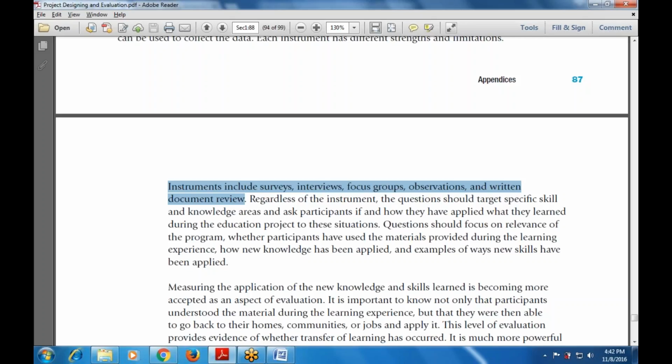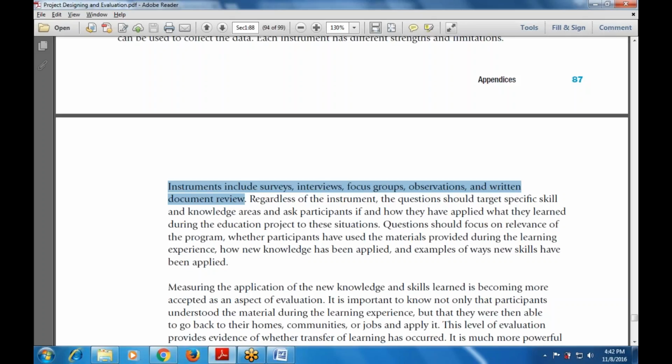Whatever the target, whatever the question that will be used, it should be tied to a specific skill and knowledge area, and ask the participants if and how they have applied what they learned during the education project to these situations. That means what is the main scenario being offered, how it is being gathered, and what the participants need, if they have applied what they learned about the organization and the education.